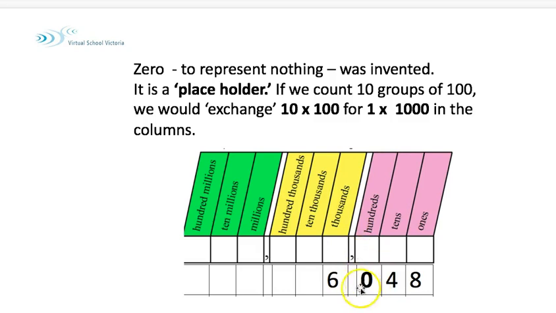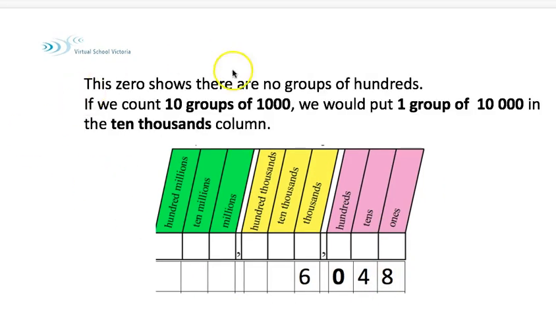So in this number, we know that the 6 has a value of thousands. There are no hundreds. The 4 has a value of tens, 4 tens, and 8 is ones. So the zeros show that there is nothing in that column, but it still keeps the value of that 6,000.